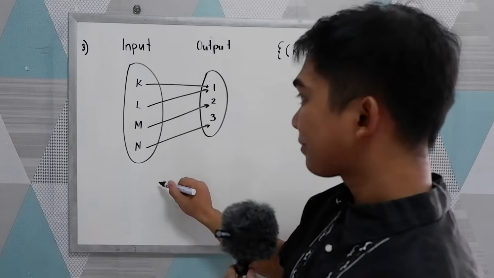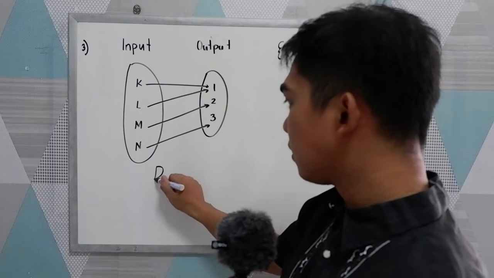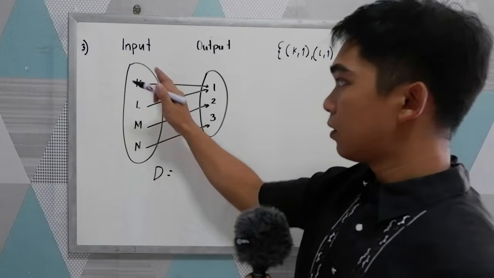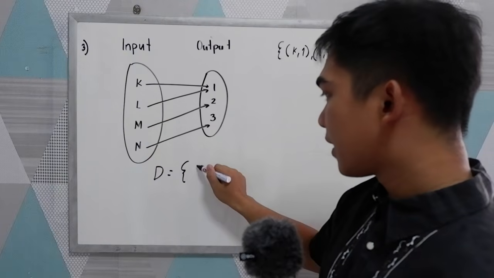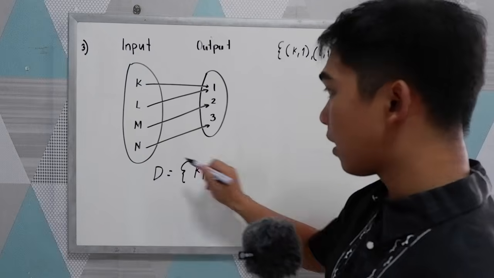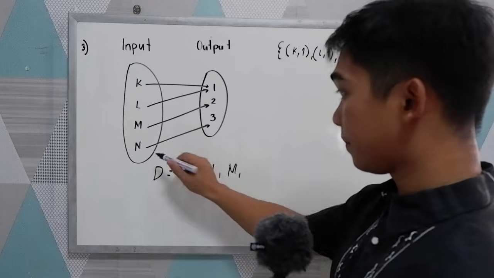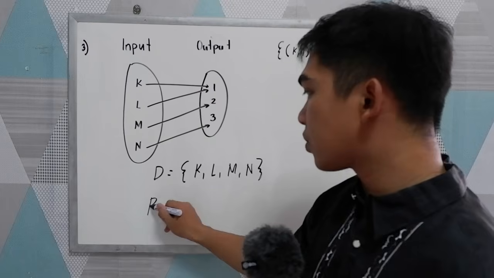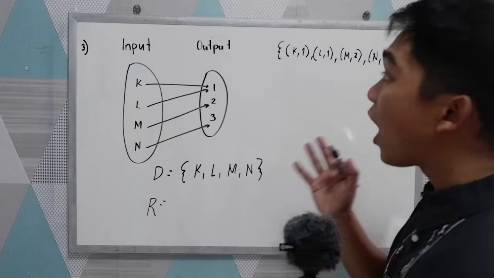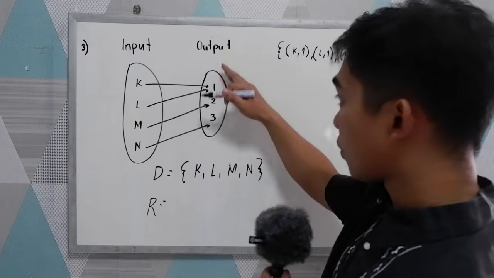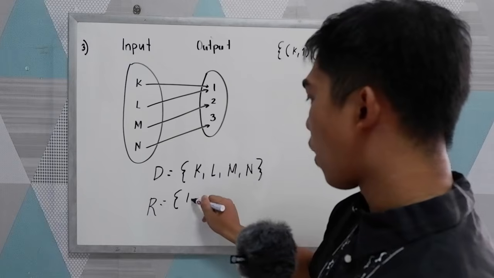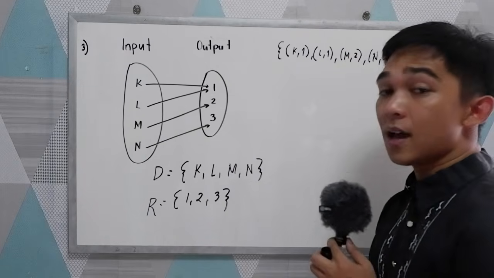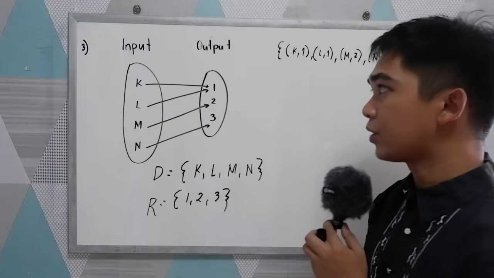We have, for the domain, we know that our domain is the input. So we have K, L, M, N. And our range is our output values. So we have 1, 2, 3. As simple as that. We have the domain and range.